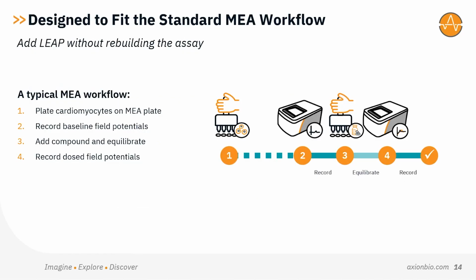To fully illustrate how LEAP fits into the MEA workflow, let's first look at a typical MEA workflow. End users plate cardiomyocytes on the MEA plate, record baseline field potentials, add compounds and allow the cells to equilibrate, and then record dosed field potentials. This standard workflow already gives researchers a scalable, label-free way to measure cardiac electrophysiology. LEAP builds from this same foundation. It is an additional recording capability that can be added depending on the goals of the experiment.